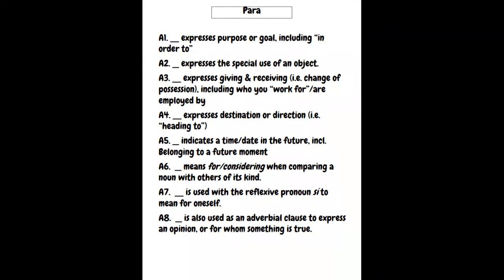A3. Para expresses giving and receiving, like an exchange of possession. So the easiest example of this is money. Right? You work for something. You work for a salary. You work for a paycheck or a trade. You give somebody something in exchange for that, right?